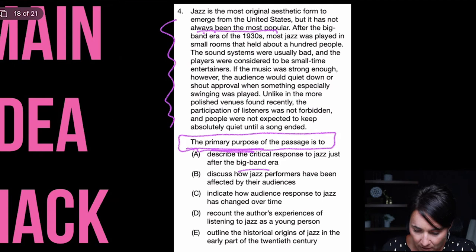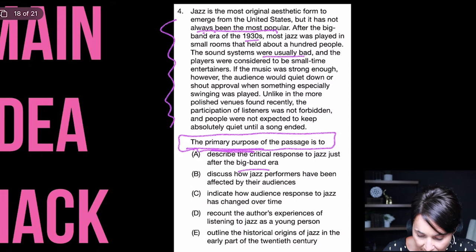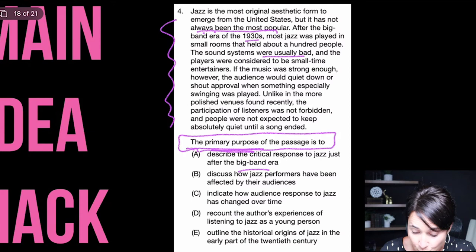After the big band era of the 1930s, most jazz was played in small rooms that held about 100 people. The sound systems were usually bad, and the players were considered to be small-time entertainers. If the music was strong enough, however, the audience would quiet down or shout approval when something especially swinging was played. Unlike in the more polished venues found recently, the participation of listeners was not forbidden, and people were not expected to keep absolutely quiet until the song ended.